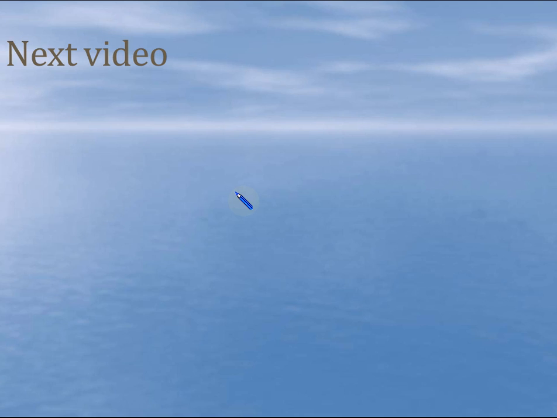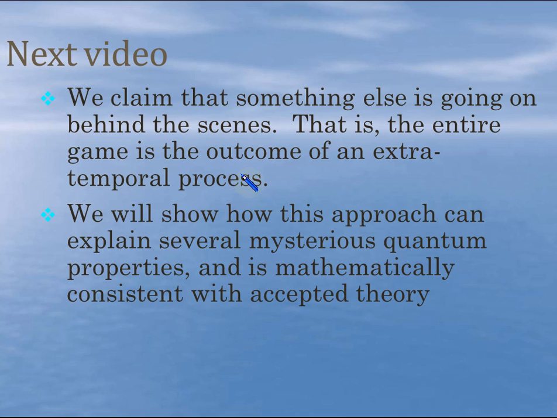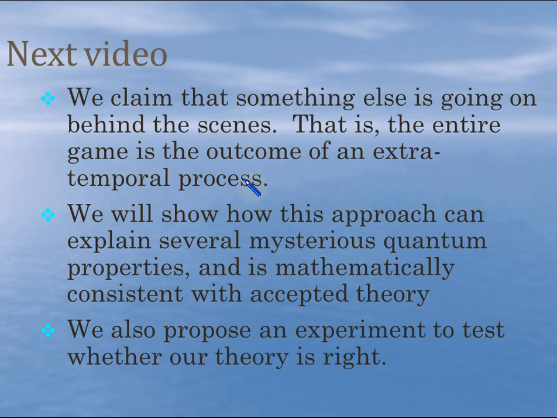In my next video, when I get it together, we claim that something else is going on behind the scenes. That is, the entire game is the outcome of an extra-temporal process outside of space and time. So we'll show how this approach can explain not just these experiments, but several mysterious quantum properties. And that this gives us a theory that's mathematically consistent with the accepted theory, and also gives us an experiment that can possibly test whether the theory is right and show differences between our theory and the conventional theory of quantum mechanics.